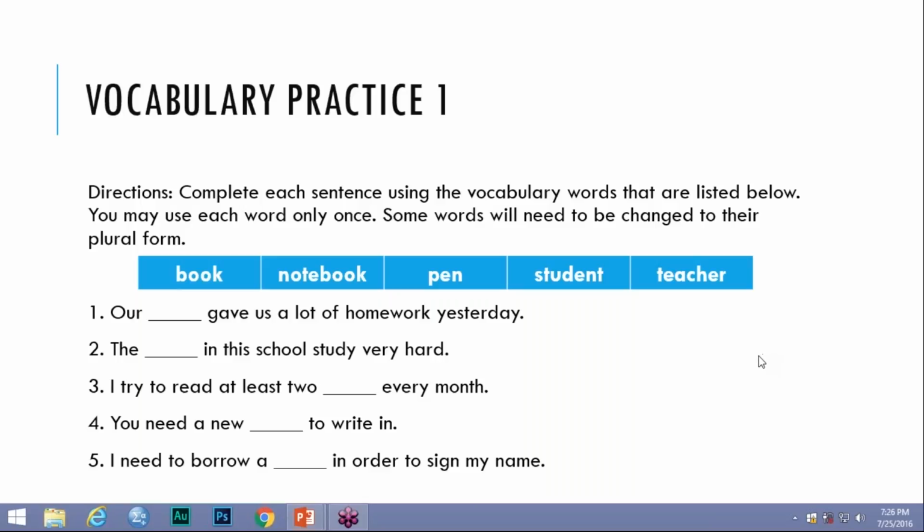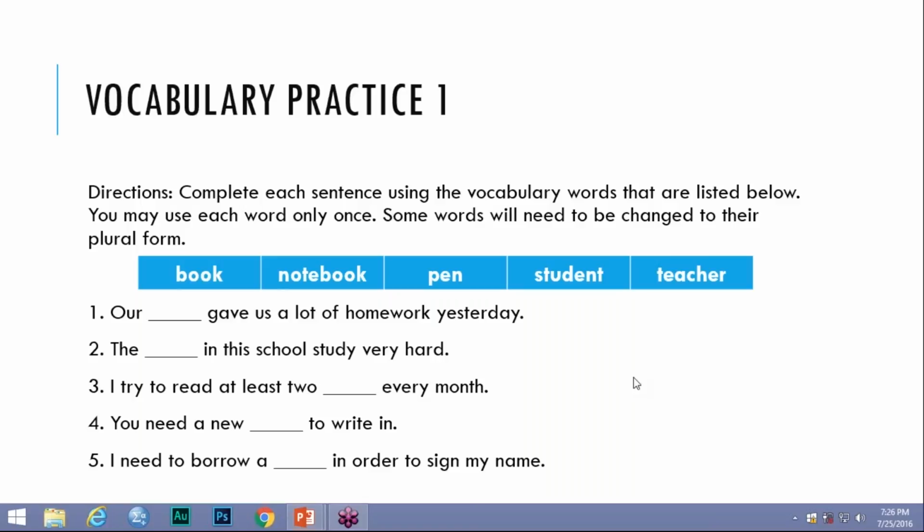So I'm going to stop the timer, right? And I'm going to say, "Our blank gave us a lot of homework yesterday." What is the answer? When I ask for the answer, you can now give me the answer. Our teacher gave us a lot of homework yesterday. Very good. That's only number one. Don't give me anything else because other people are thinking, they're trying to get the right answer, so we're going to give everybody the opportunity. But our teacher gave us a lot of homework yesterday.